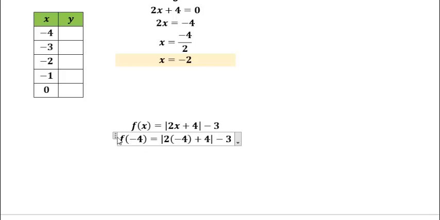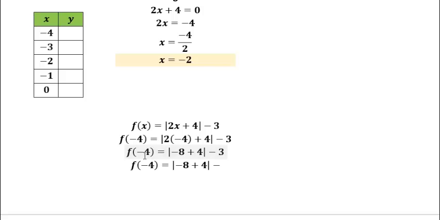Okay. So what is the answer for this? 2 times -4 will be -8. Okay, and I copy +4 and -3. And I continue. -8 plus 4 will be -4, and I copy the -3.